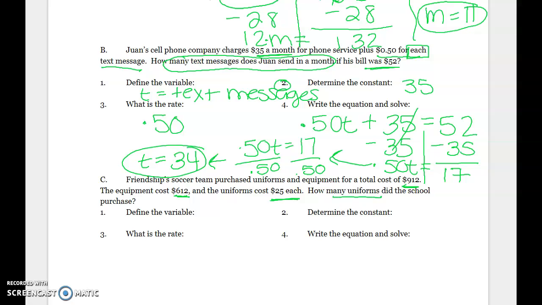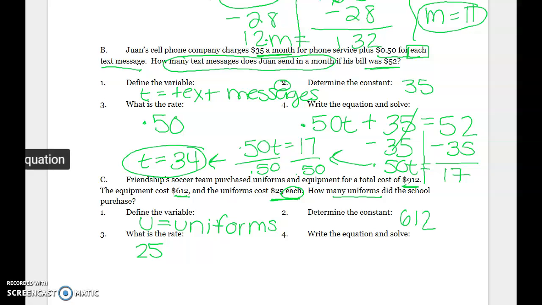Okay, so my variable would be U for uniforms, right? Because it's asking me how many uniforms they purchased, and that's my variable that's going up and down, right? Because I can pick how many uniforms I buy. And then my rate would be 25 because one, I see this each, and also that's how much I'm paying per uniform. So that's changing, okay? Because the more uniforms I buy, the more that number is going up because I'm going to pay more. My constant would be how much I pay for that equipment, which is $612, right? Because that's a one-time fee. I only pay that once. It's not going to change no matter what.